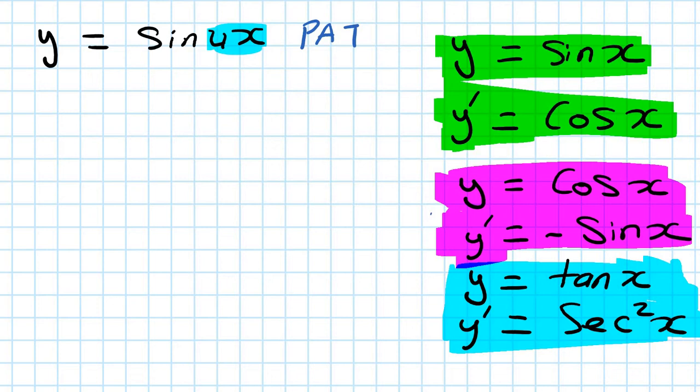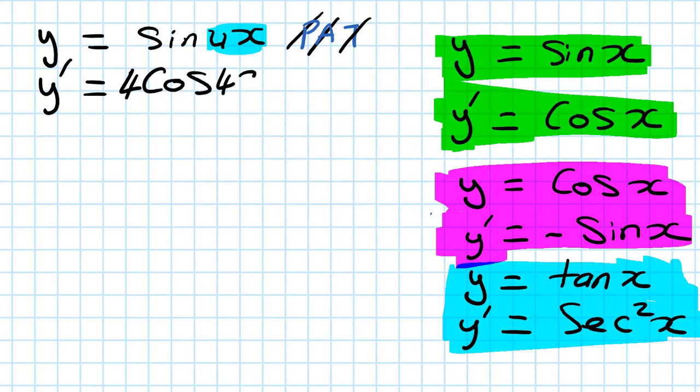So what I do, I go, there's no power, so ignore that. Angle is 4x. Derivative of 4x gives me y dash first is 4. Then I move to trig. Trig is sine, derivative of sine gives me cos, so just go cos of whatever that angle is. I just copy that out. That's all. That's the derivative of sine of 4x.